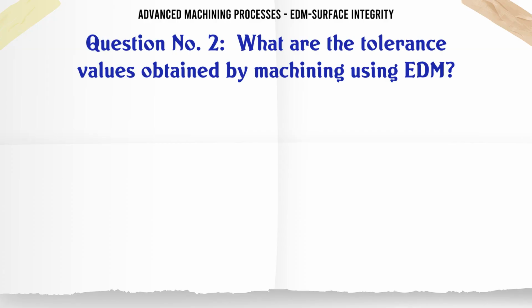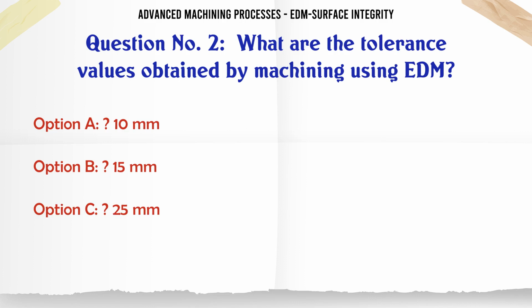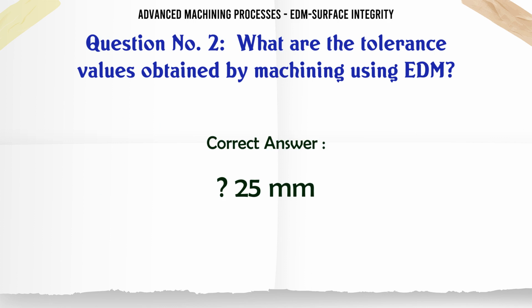What are the tolerance values obtained by machining using EDM? A 10 mm, B 15 mm, C 25 mm, D 40 mm. The correct answer is 25 mm.